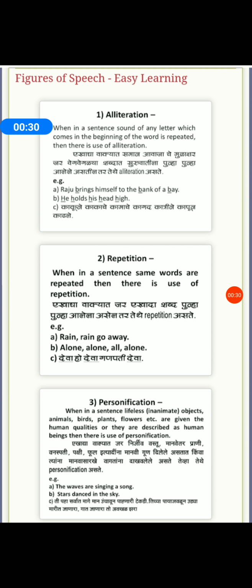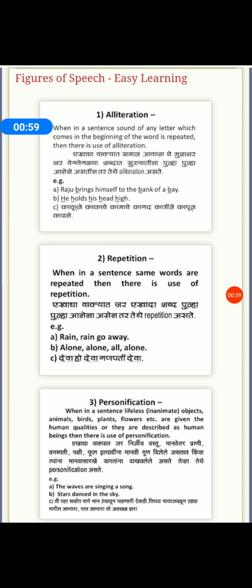Raju brings himself to the bank of a bay. In that sentence, the letter B is repeated, so there is the figure of speech alliteration. Second, he holds his head high. In that sentence, the letter H is repeated at the beginning of each word, so there is the figure of speech alliteration. काकूने काकाचे कामाचे कागद कात्रीने कापून काढले.